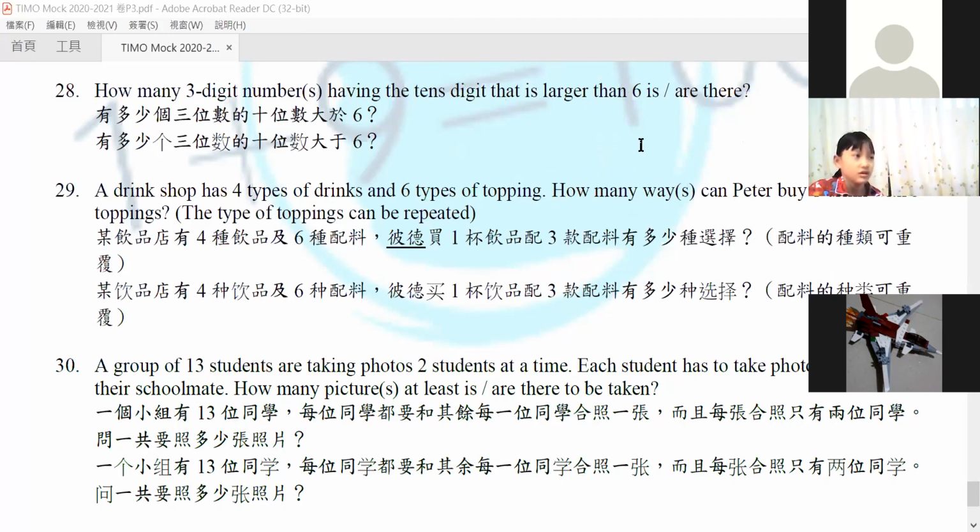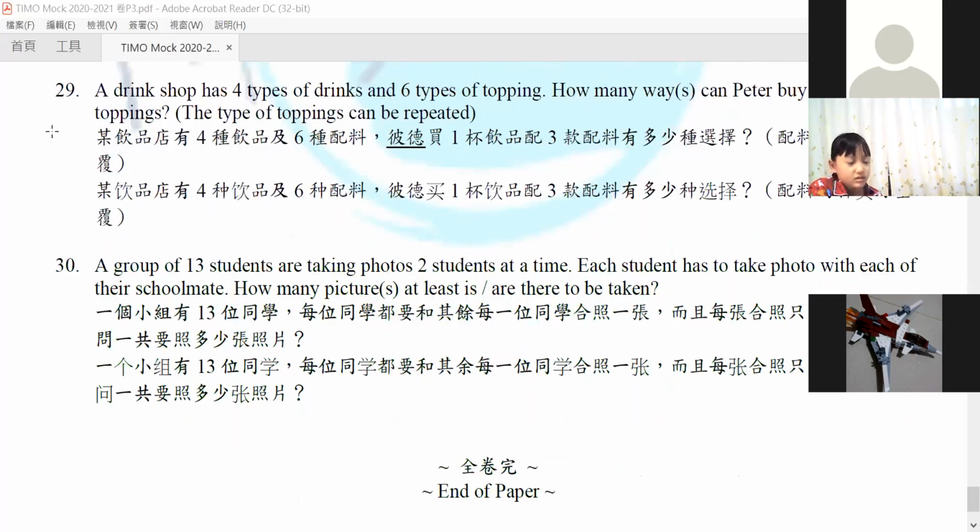Now, question 29 is actually a very difficult question, but unfortunately we do not have enough time to talk about it fully. So I will talk about how you can get the answer, but it is a little bit tedious, so bear with me. Now we have 4 different drinks and 6 different types of toppings. Peter buys 1 drink. How many different ways for Peter to get a drink? It has 4 different ways.